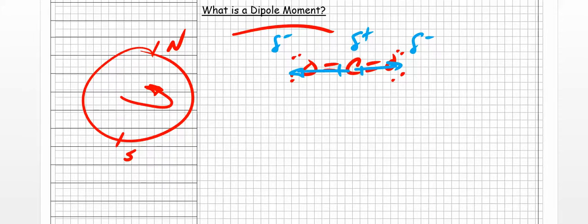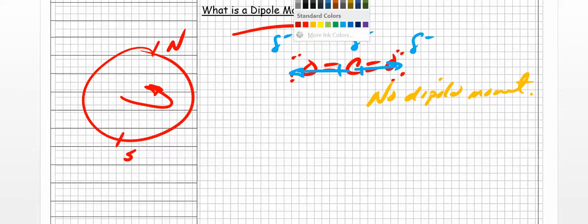When the right and the left are exactly the same, or for the entire molecule, when everything is exactly the same, we say that there is no dipole moment. Okay? There's no dipole moment. That means that the molecule is symmetrical in every way. But let's do this. Let's change something.